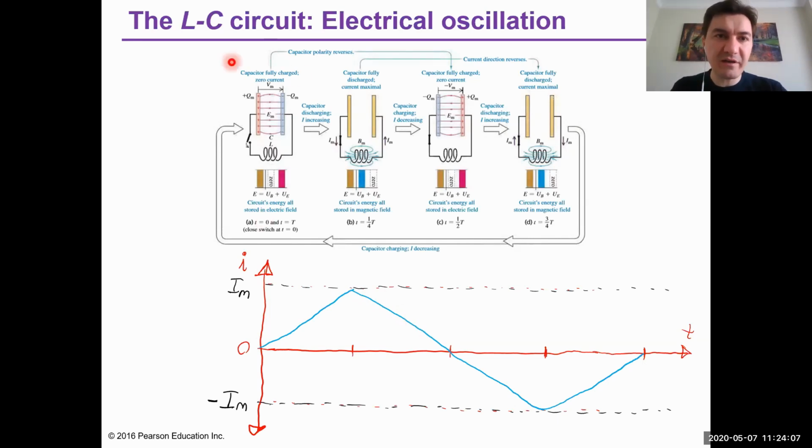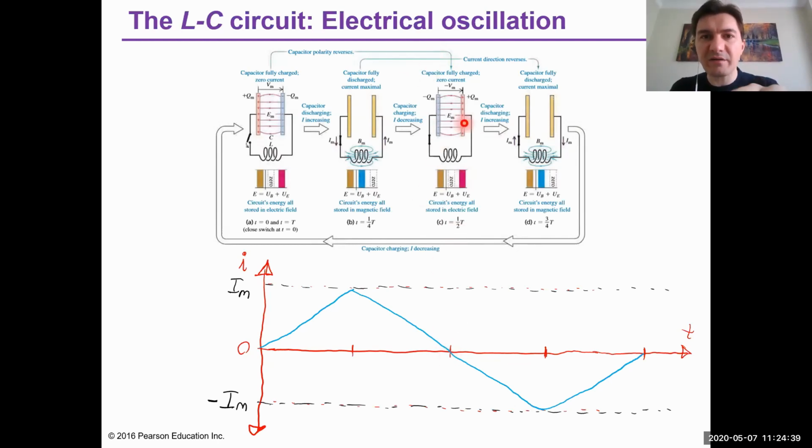Look at the first case here. The current is 0 at the beginning because the switch is open. Whenever we close the switch, there is a current in the circuit, and this current is increasing. It reaches its maximum value in that condition, and then it goes back, decreasing. In that condition, current reaches 0.